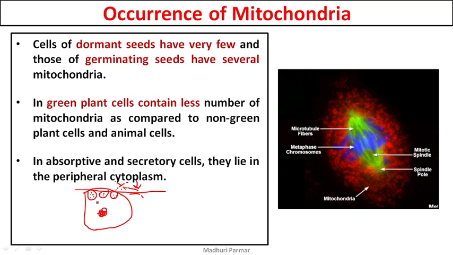secreted outside. So in such cells, the mitochondria will be found on the periphery, on the sides, so as to not hinder the process of absorption or the process of secretion. So mitochondria will be present on the periphery while the absorption or secretion happens on the upper layer, on the upper membrane.